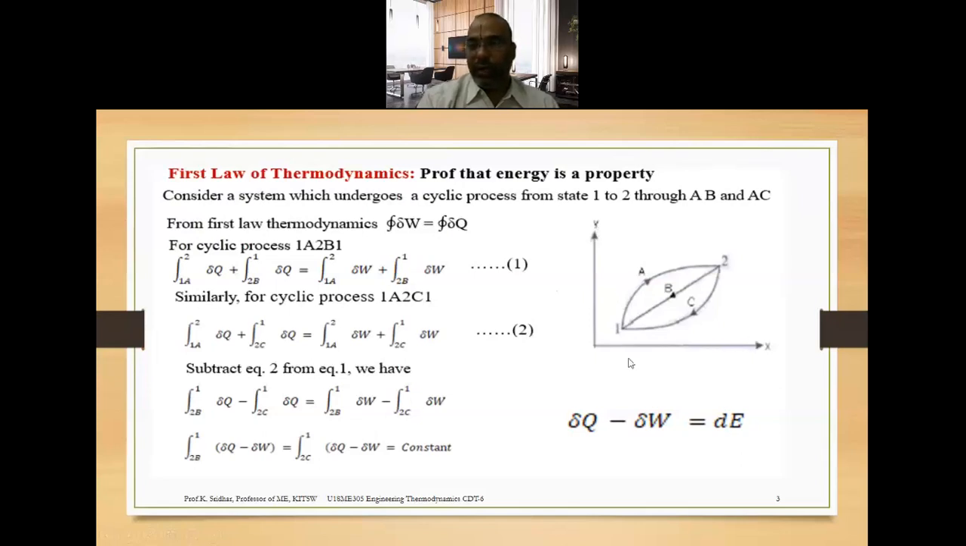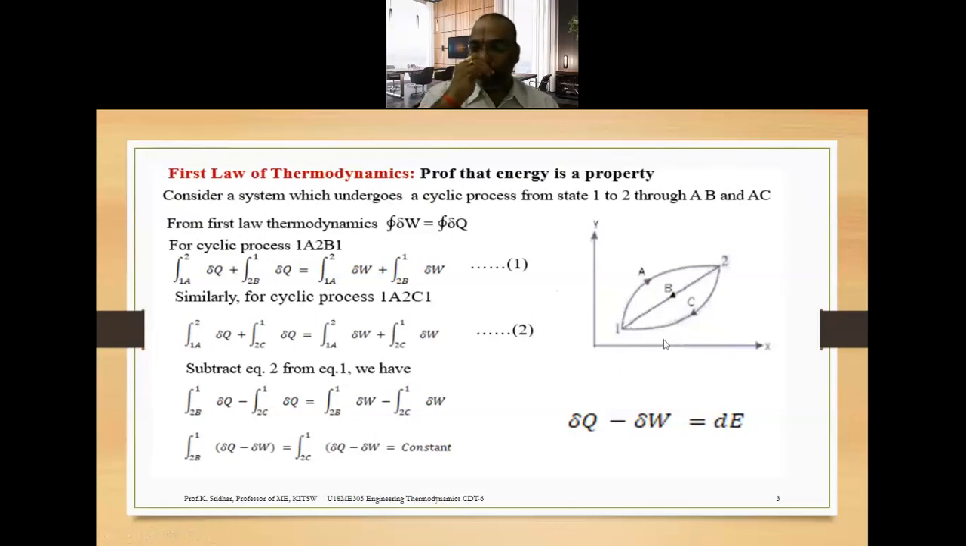On the XY property diagram, we have the initial state 1 and the final state 2. What do you mean by a property? Thermodynamic properties, I have already told you, are point functions. All point functions are exact differentials or perfect differentials. That is, a point function is independent of the path followed by the system. Here, to reach the final state 2 from the initial state 1, we have three different paths. One path is A, the second path is B, the third path is C.